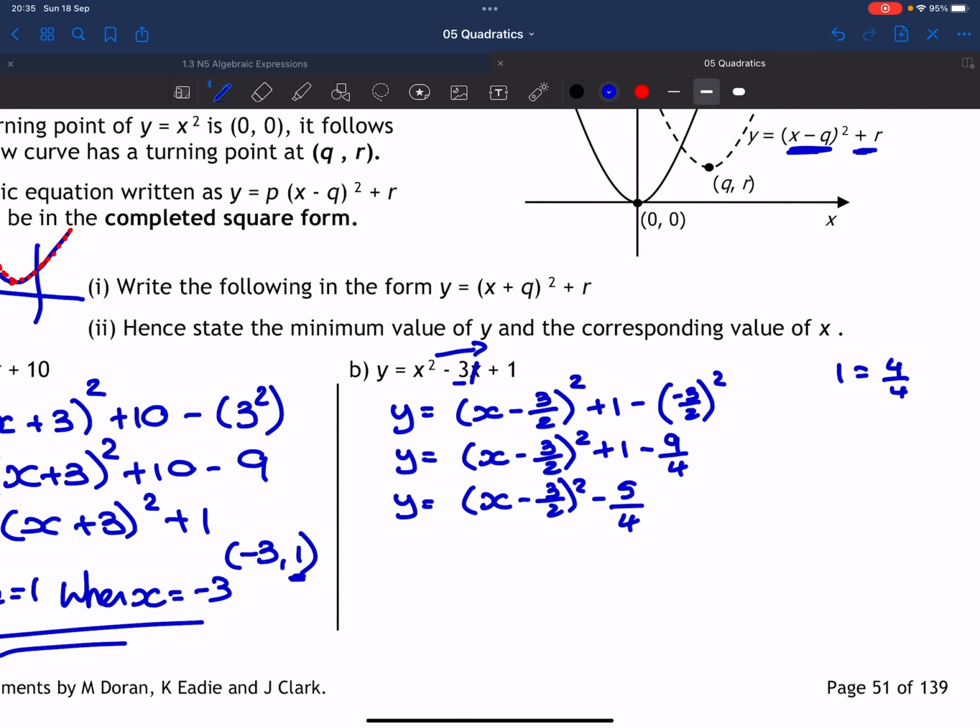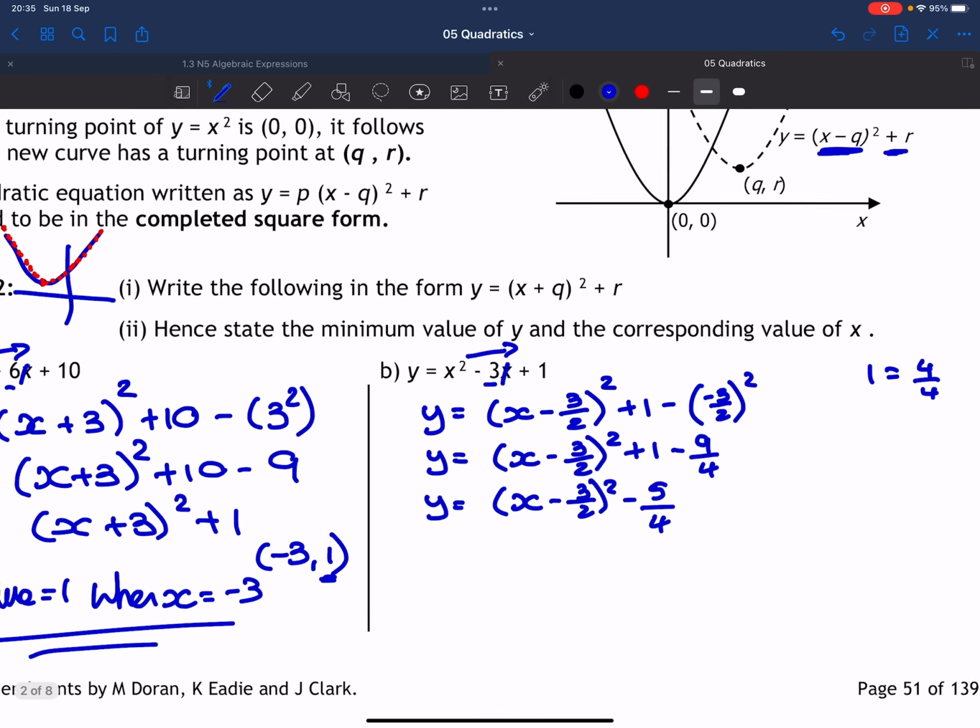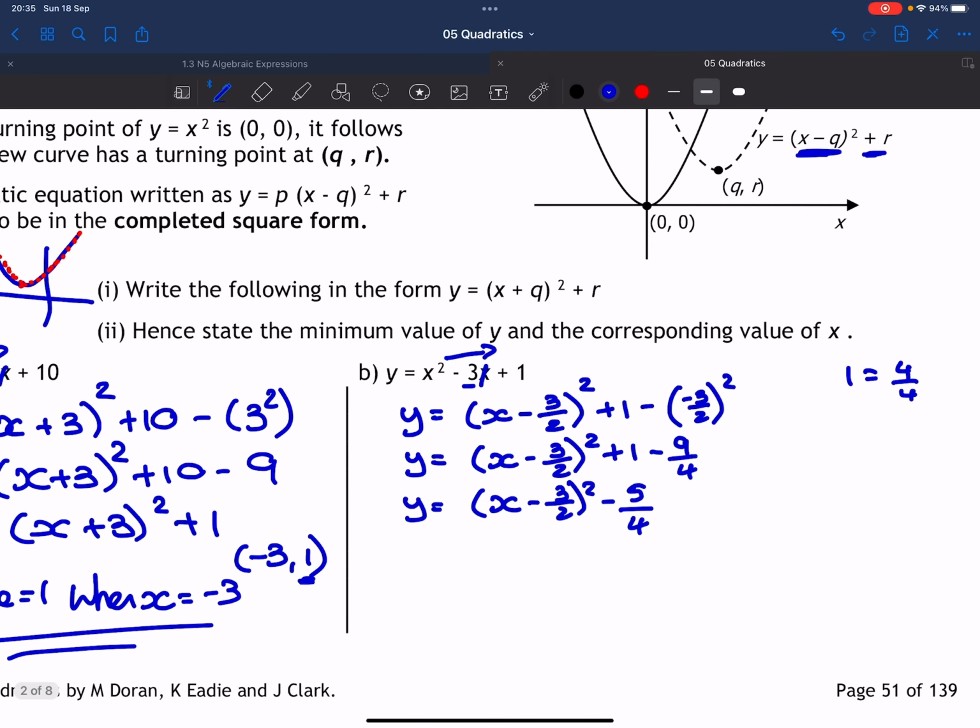Again, that's part 1 done. Part 2, hence state the minimum value. So let's get the turning point. The turning point is the coordinate 3 halves, comma, negative 5 quarters. It's always the opposite of the number inside the bracket, and then we keep the number outside the bracket the exact same.